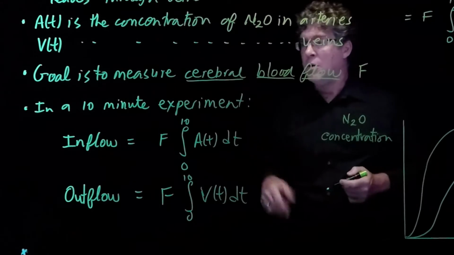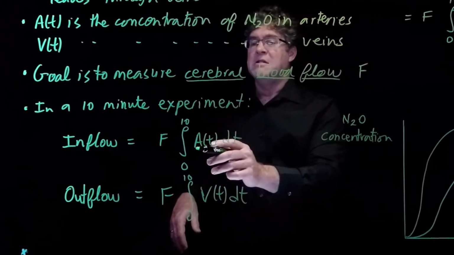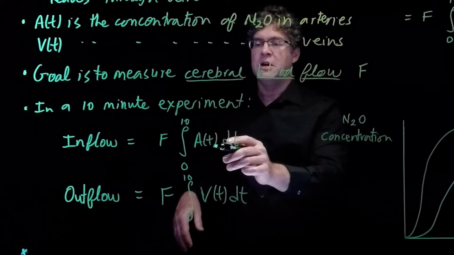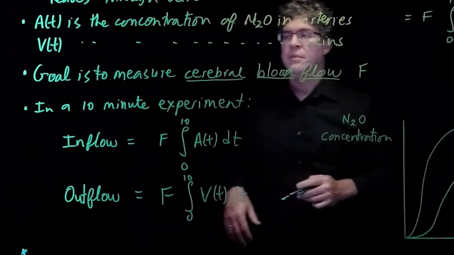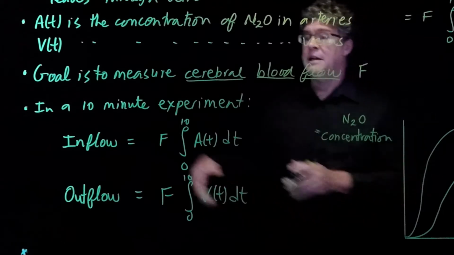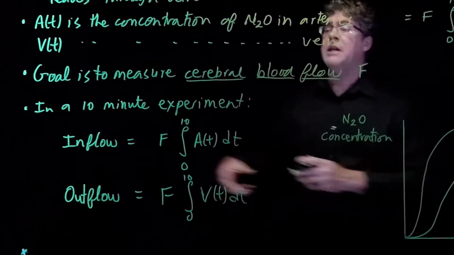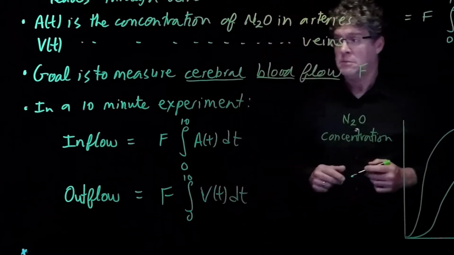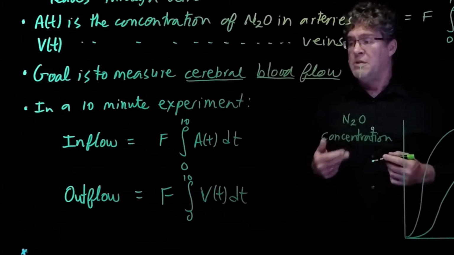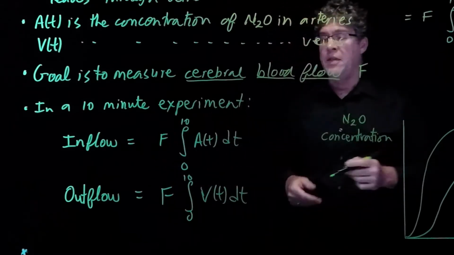And so the inflow will be F, the flow rate, times the integral from 0 to 10, that's 10 minutes, of the concentration, A of T dt. And so we're using the net change theorem to say that the net change coming in is an integral over the 10 minutes of the flow in, which is F times A. Equivalently, we can talk about the outflow in terms of the integral from 0 to 10 minutes of F times V. And that's what we have here.